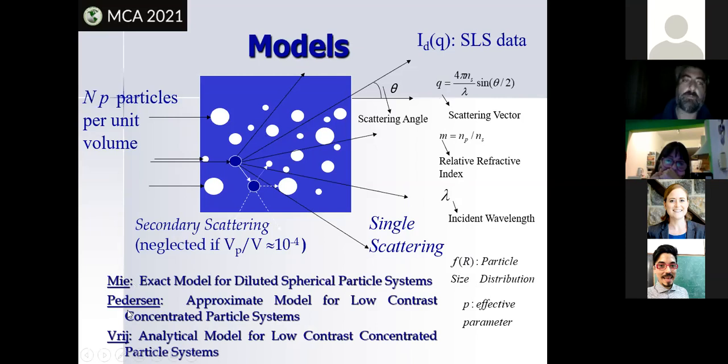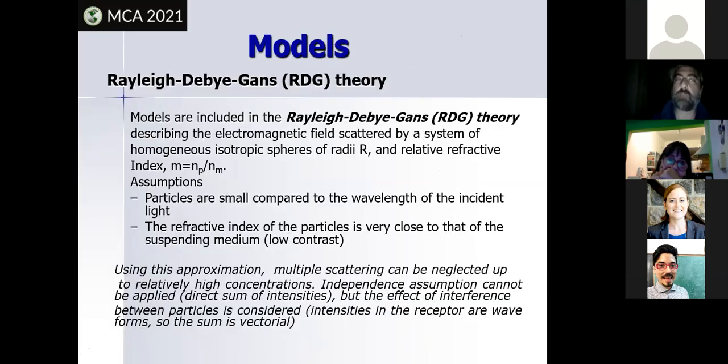So we have three basic models: the one due to me, the one due to Peterson, and the one due to Fry. We are dealing mostly with the two below. The one due to Peterson is an approximate model for low contact concentrated particle systems we are dealing with. And the one due to Fry is an analytical model for the same type of particle systems. We are dealing with Peterson in particular because this is an approximate model we can use in practice. All these models belong to the Rayleigh-Debye-Gans theory.